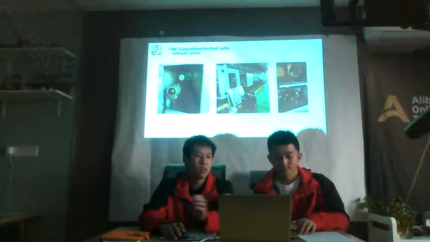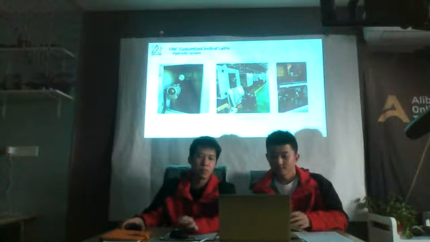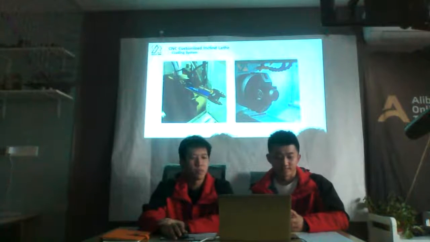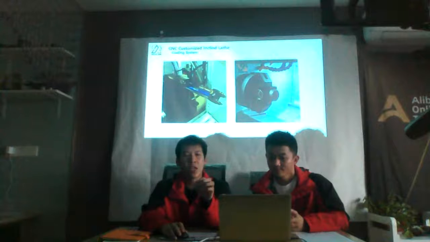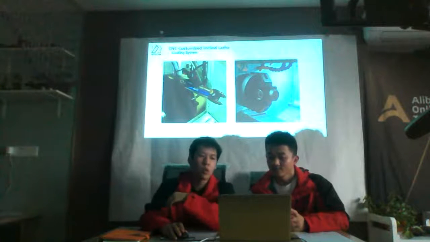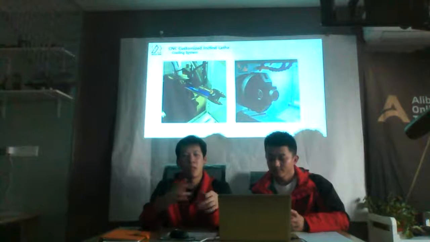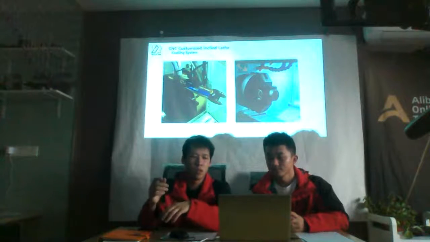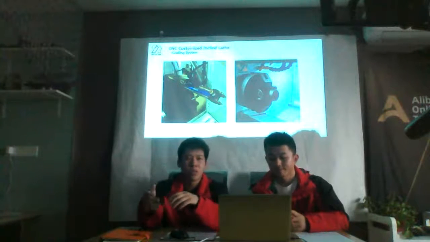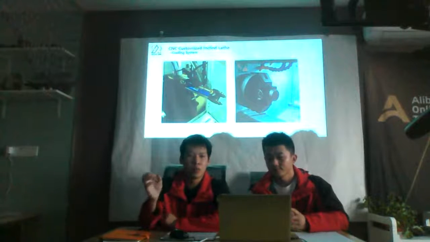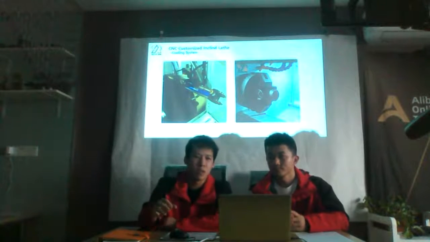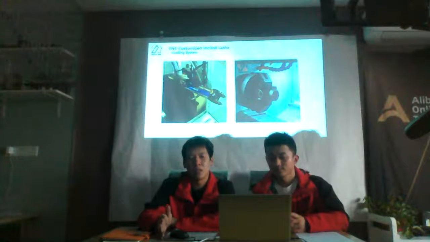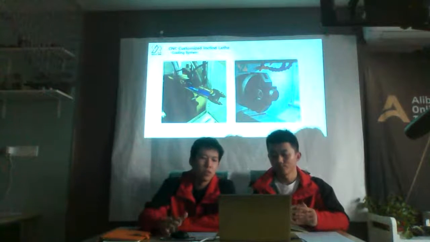So this is the machine's hydraulic system. And this is the cooling system. It will eject cooling liquid while the machine is overheated or at very fast spindle speed. The cooling system will generate it automatically and shoot out the cooling liquid to make sure the workpiece is not damaged.